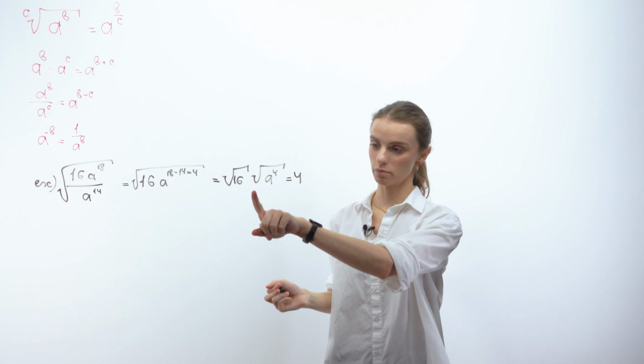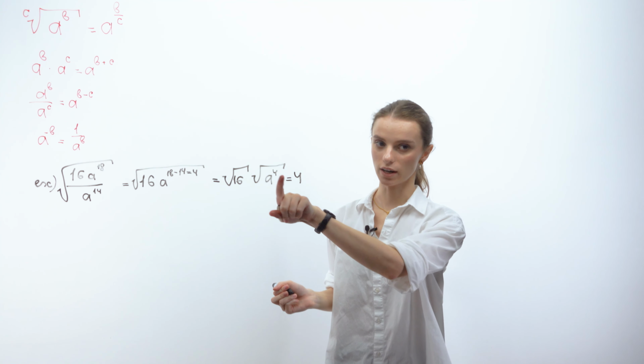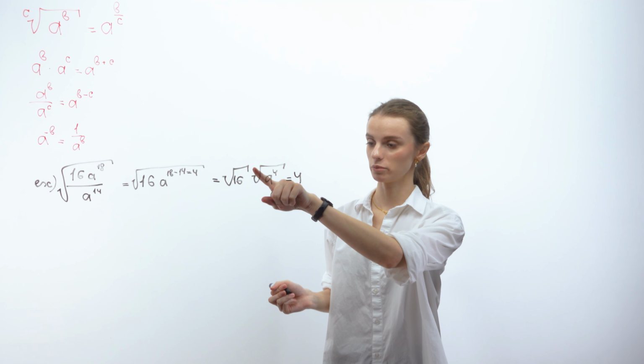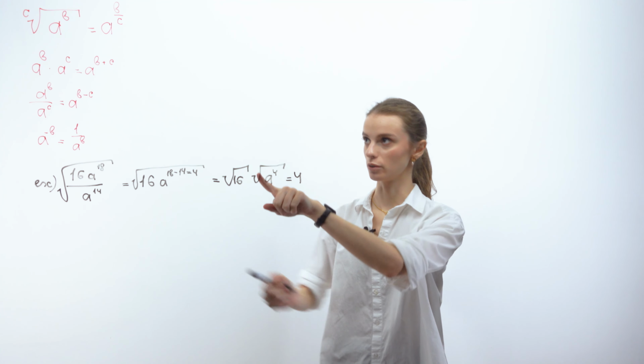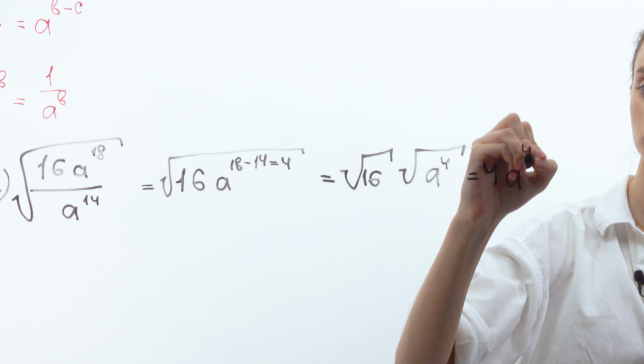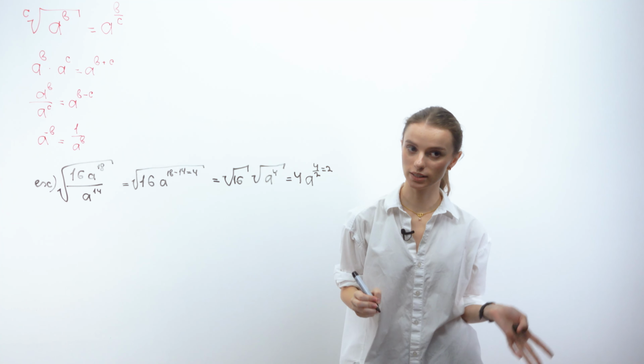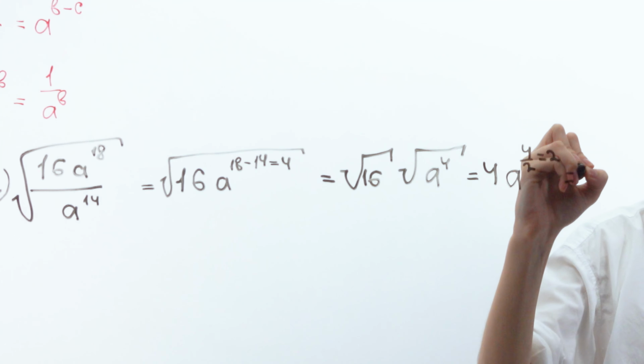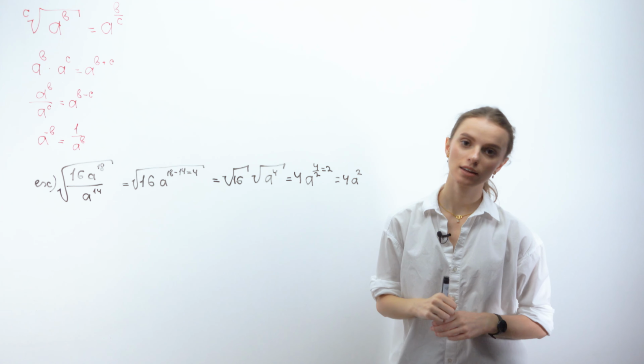And what is going to happen here? Here I'm going to divide. Look, because here you remember, if there is no number, it means 2. And we can rewrite it as a fraction. And what is our final answer? That will be 4 times a squared.